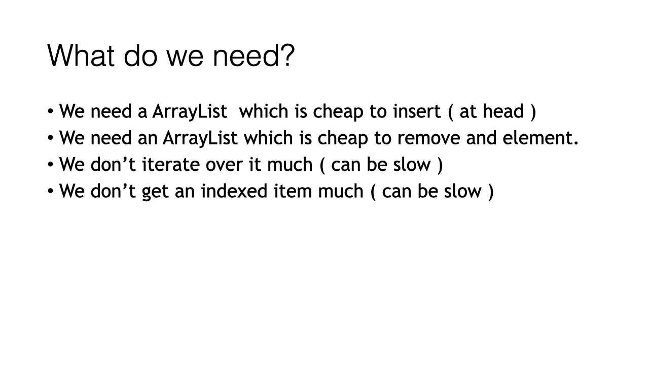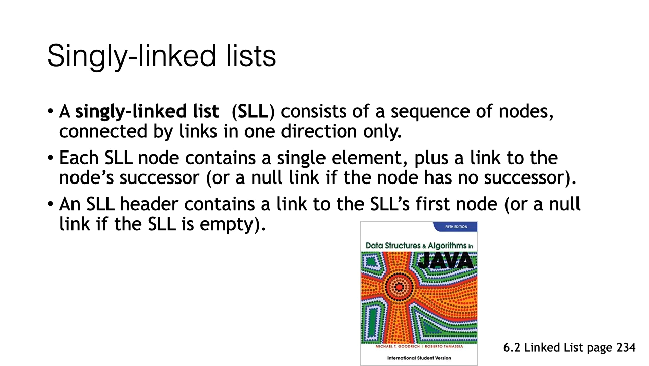So ultimately, what we're looking for is a kind of an array list. It looks like an array list, but it's cheap to insert at the beginning because the new person has to be at the top of the list. And we need a cheap way of removing the element. We don't iterate over that element much, and we don't get an indexed item much. Now, if you've gone away and read the book, you probably already realize that maybe what we need to use is a singly linked list.